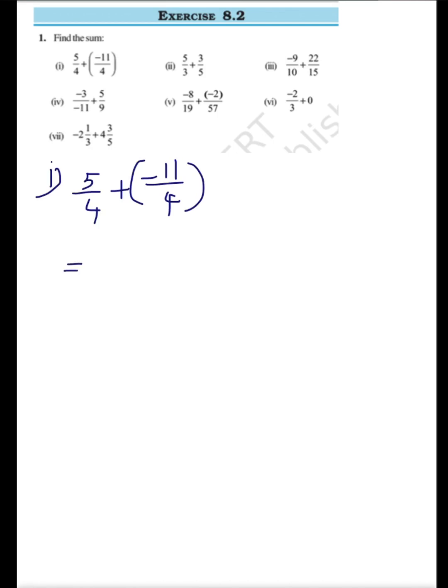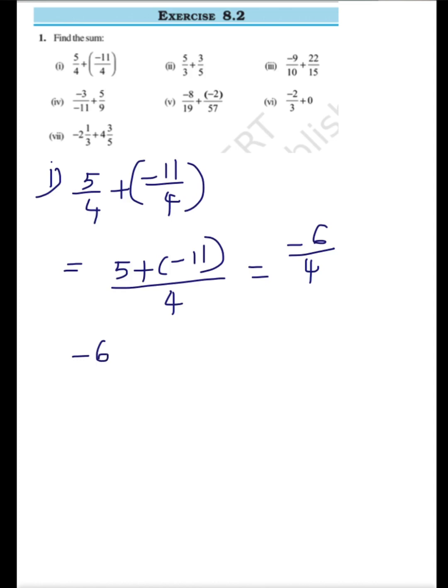So its answer will be 5 plus minus 11. Okay, and you have to put the same denominator. So what is 5 plus minus 11? The answer will be minus 6 by 4. How minus 6 by 4? Because 5 plus minus 11 is minus 6. Okay, and you have to put the denominator as 4.